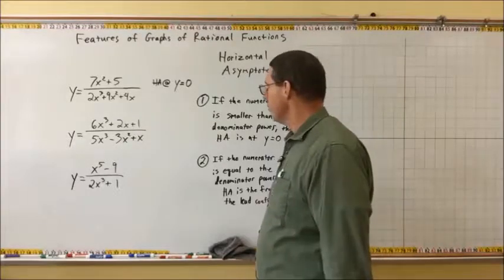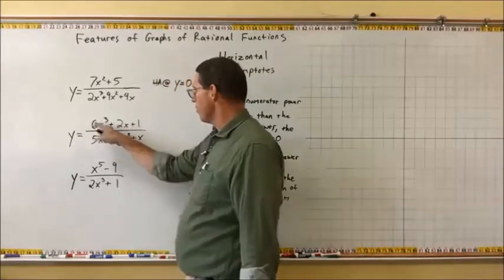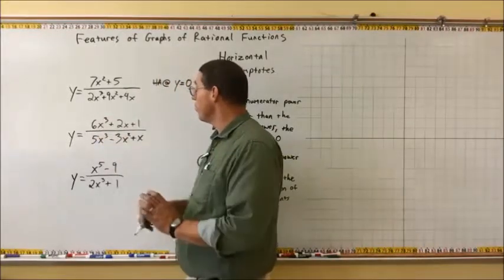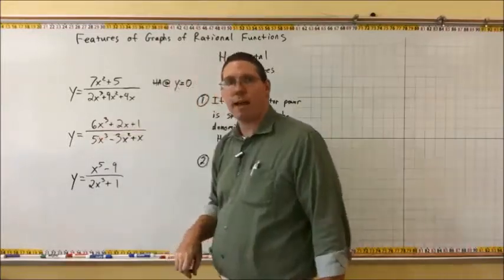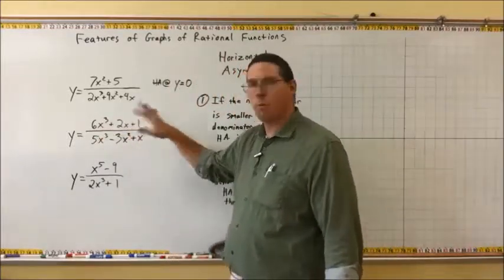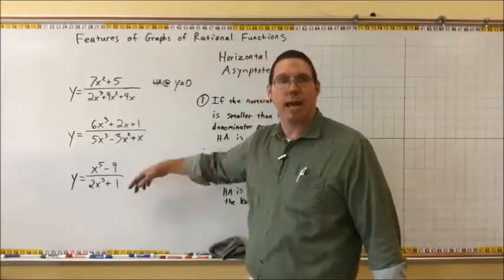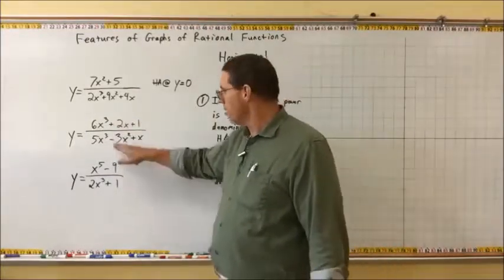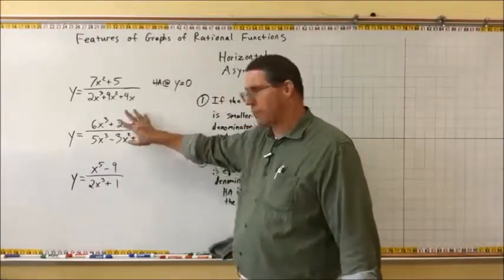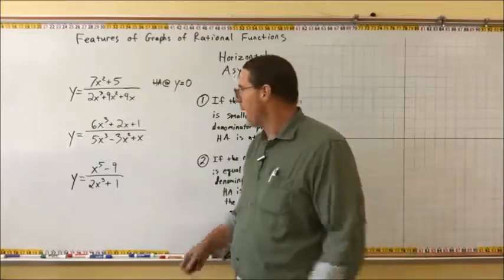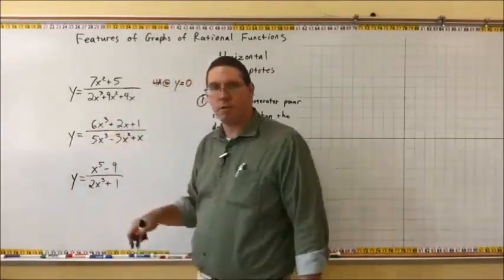All right, let's look at this situation here. Y equals, we got this over this, right? 6x cubed over 5x cubed. Here's what I'm telling you, none of this other stuff matters. The only thing that matters is the highest powers. This 2x plus 1 doesn't matter at all. It could be 1,000,000x plus 1, I don't care. This negative 3x squared plus x, that doesn't matter either. It doesn't matter how many extra x's there are. The only thing that matters is the highest power x term.